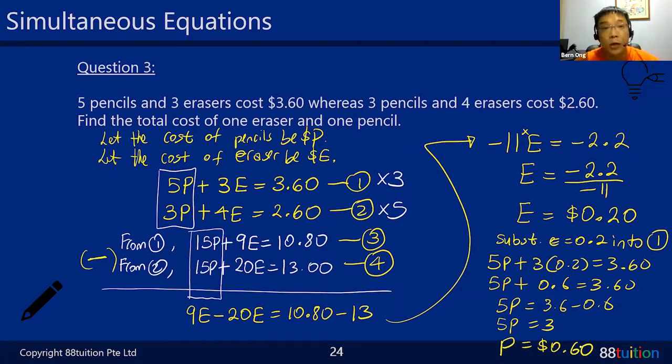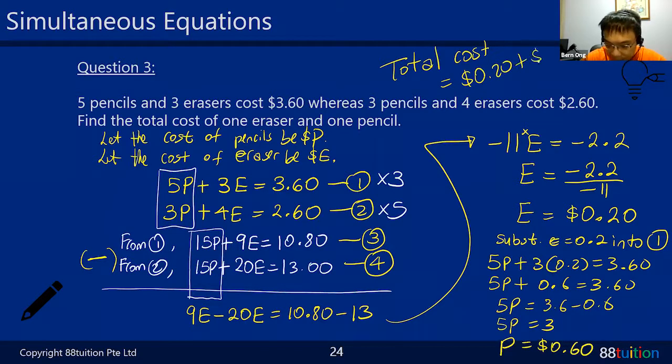All right. Hey, what's the question looking for? The question is looking for the total cost of one pencil and one eraser. So the total cost will be equal to what? One eraser is 20 cents, and one pencil is 60 cents, and therefore your answer will be 80 cents.